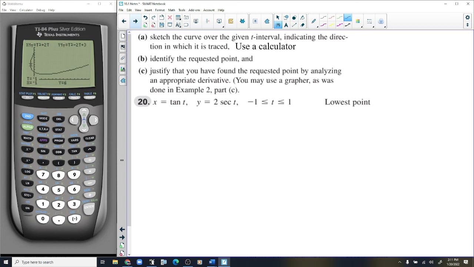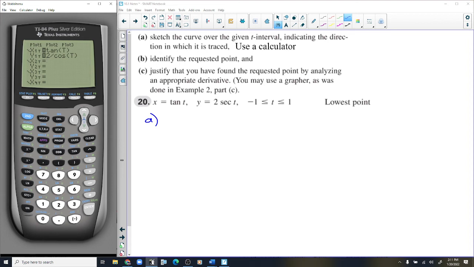Exact same instructions, but let's work with some trig a little bit and see what we can get out of this. Let's go with A. Let's sketch it. We'll clear these. Tangent of t in this case, and then we need 2 secants, so 2 divided by cosine. We don't have a secant button.